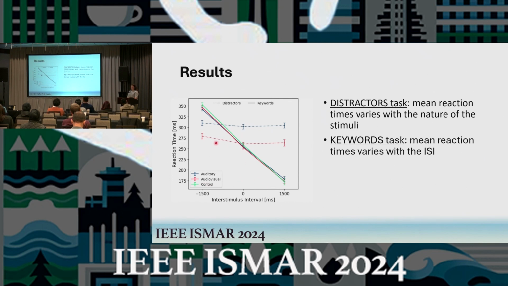The only difference that we see here is that for the keywords test, the mean reaction time will vary with the ISI. So you see that for distractors presented before the keyword, then they had the highest reaction time. When it was at the same time, it was at an average level. And then the best response time was when the distractor was placed after the keyword. So this means that participants were able to, for this last interval here, process the information, and then they could completely ignore the distractor because it was presented at a later stage, okay?